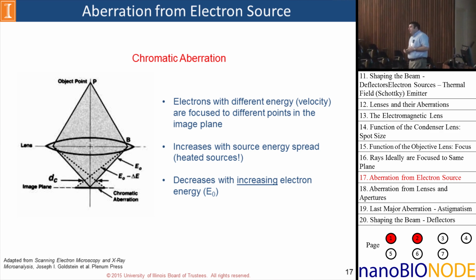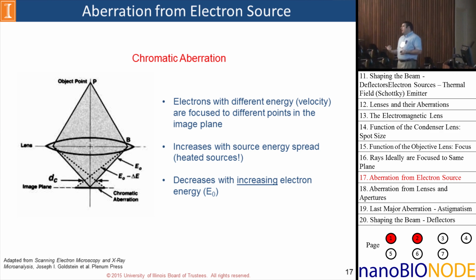Where this comes into play is that if you're using a heated source, a thermionic source, or a Schottky source, you have an energy spread that comes off that source. That energy spread will then translate into chromatic aberration in your system. This is particularly pertinent for a thermionic source, which has the worst spread. So what we can do is, if we increase the electron energy, the acceleration voltage of the beam, we can decrease the effects of chromatic aberration, because the energy spread of the electron becomes less of the overall acceleration of that electron itself.